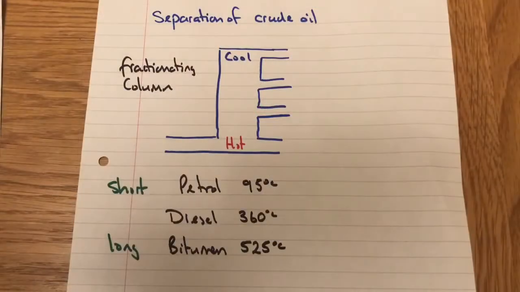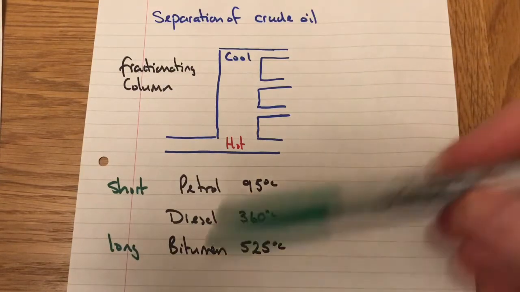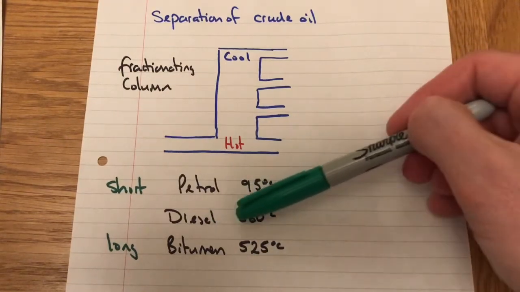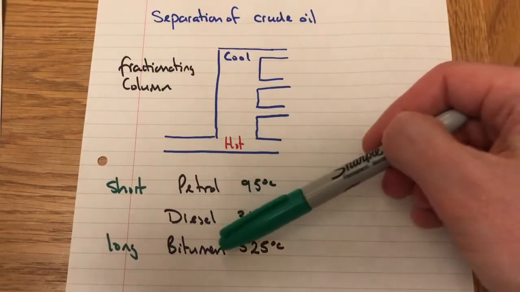Okay, in this video we're going to have a look at the ideas behind separation of crude oil. Remember that crude oil is a mixture of different length hydrocarbons, and I'm going to give you 3 examples here. So we've got petrol, and next to it I want to put the boiling point. So petrol, diesel and bitumen.